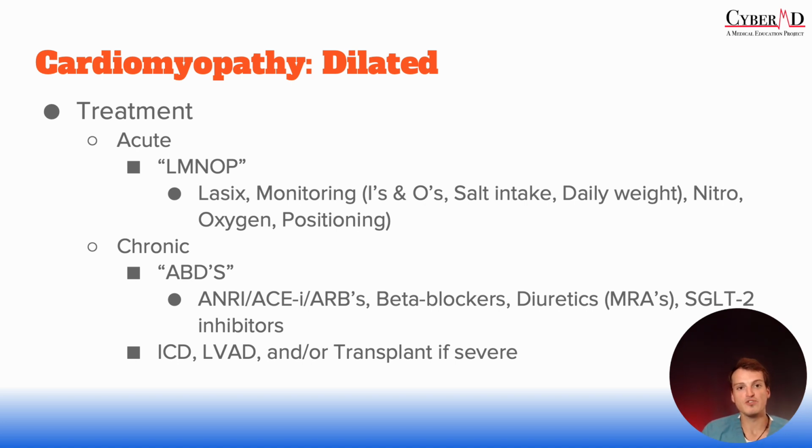And so now that we've made the diagnosis using an echocardiogram, the question becomes, of course, what do we want to do for this patient? So this patient is going to come in probably with an acute exacerbation of their heart failure, and we're going to treat them with the LMNOP, and then chronically, we're going to treat them with the ABDs of heart failure. We're going to use guideline-directed medical therapy, and if it's severe enough in the long term, they might receive an ICD or an LVAD, which is a left ventricular assist device, a mechanical pump that helps the left ventricle, and they might even get a heart transplant if it's severe enough. I really encourage you to watch the heart failure lecture after this one to really understand how the LMNOP and the ABDs approach helps our patients in heart failure, whether it's acute exacerbations for the LMNOP or chronic treatment for the ABDs.